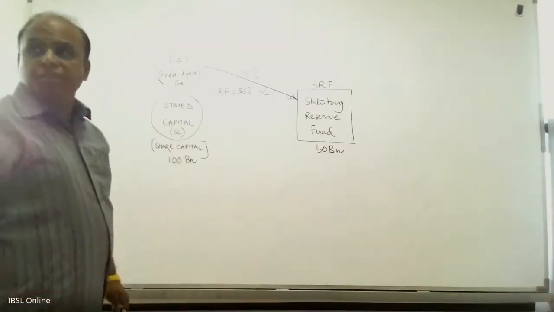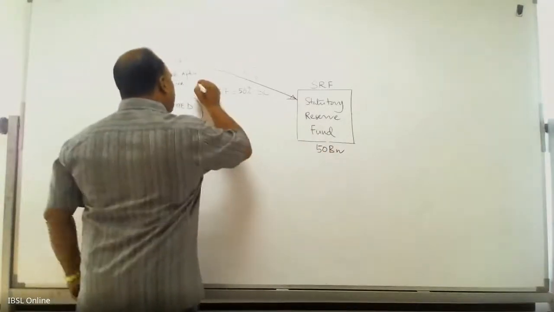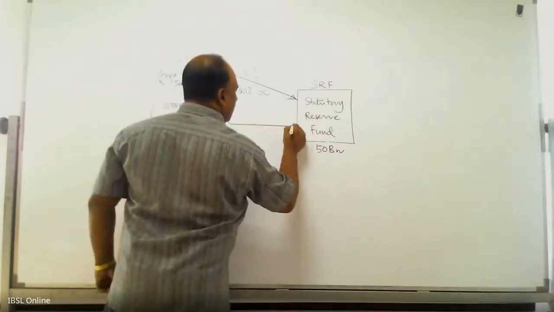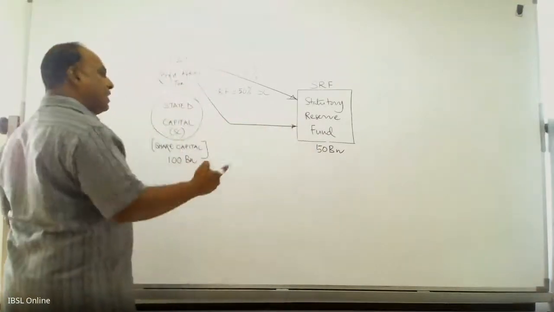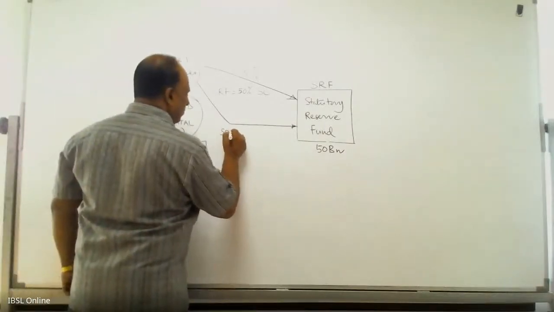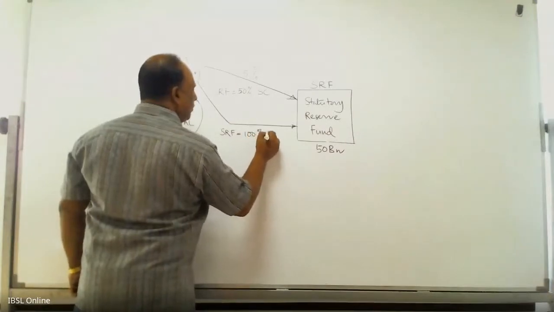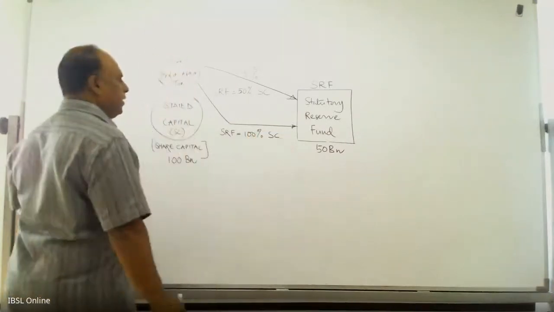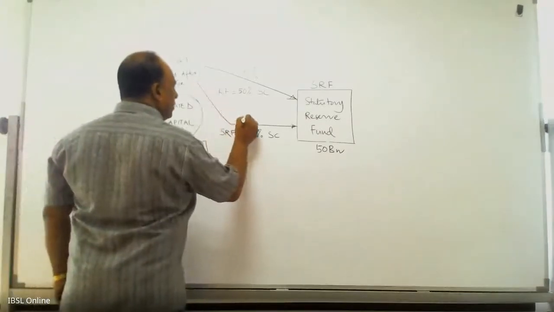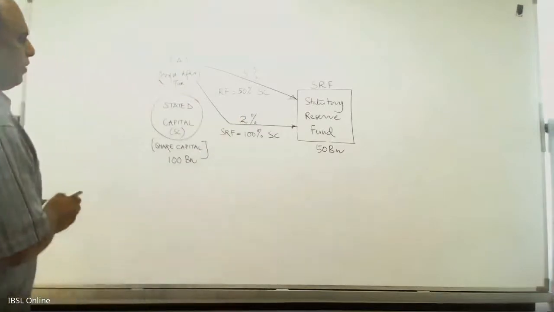Once you have reached this 50 billion, then the Banking Act gives you another option. You can build up the balance 50%. Okay, so that is SRF is 100% of stated capital. For that, what you need to do is you can transfer 2% of your profit after tax every year.